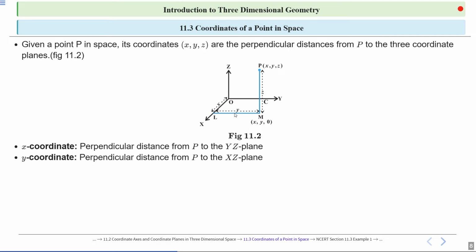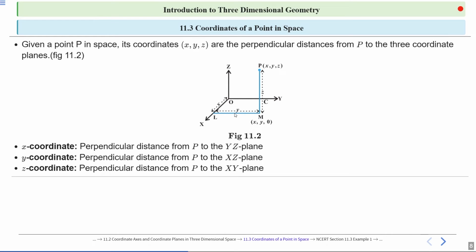Now notice how the y coordinate works. The y coordinate is the perpendicular distance from point P to the xz plane, just like before. So if we draw a straight line from P directly to the xz plane, the length of that line gives you the y coordinate.